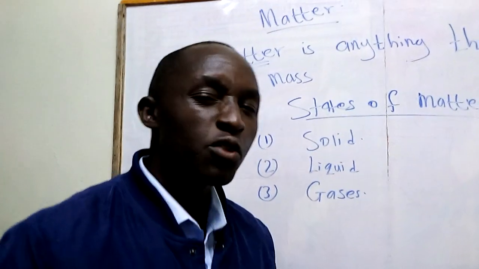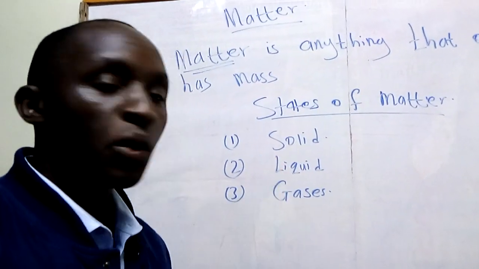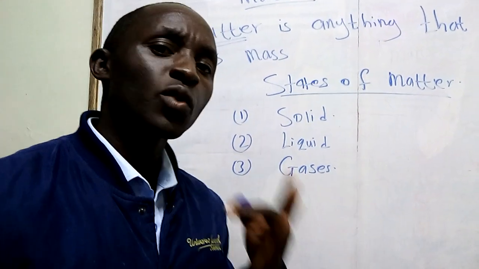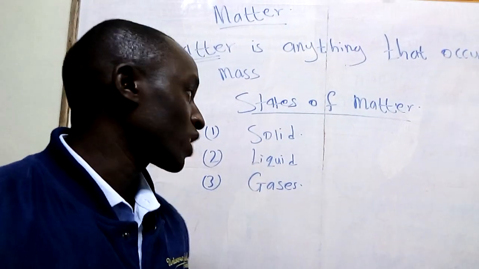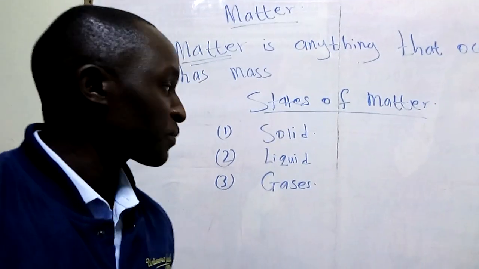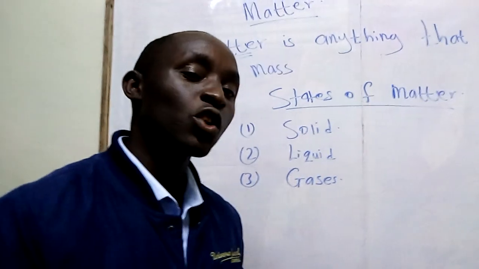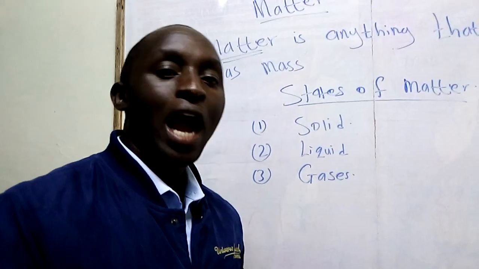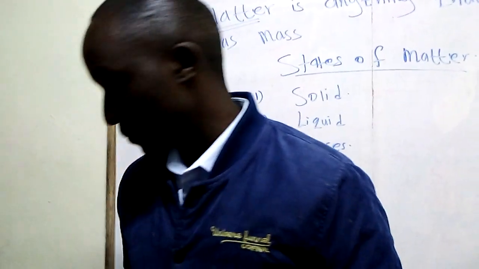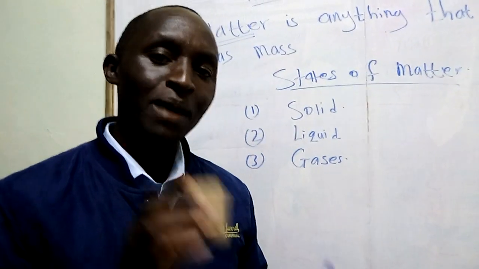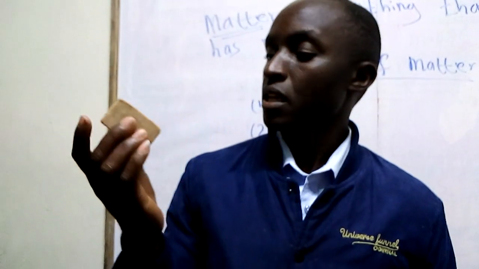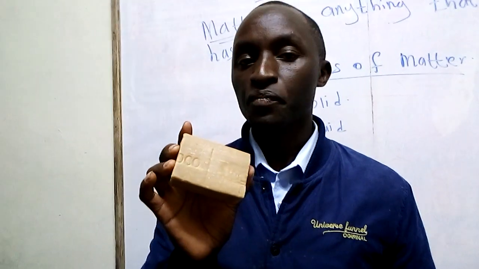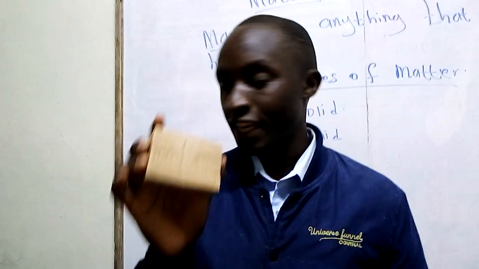From there, you'll be told to give examples of solids, and you'll be told to give examples of regular solids. There are two types of solid. The first one is regular solid, the second one is irregular solid. For a regular solid, you can say for example a bar soap, like this one I'm holding here. What is the shape of this soap? The shape is rectangle. This is a regular solid.